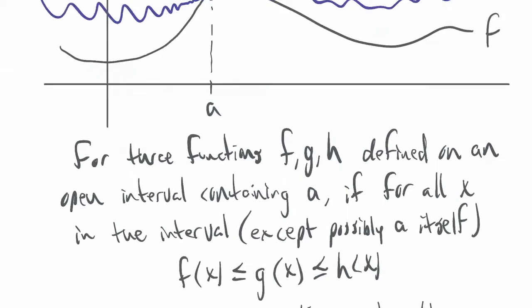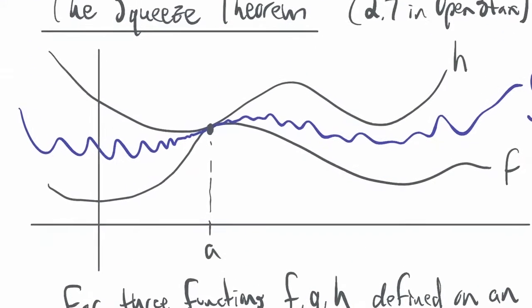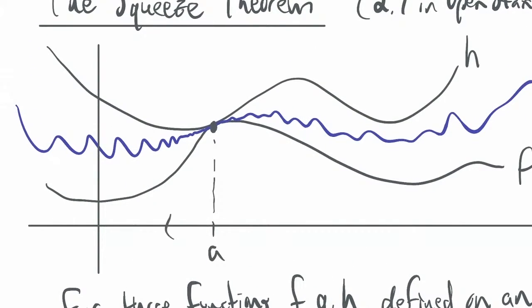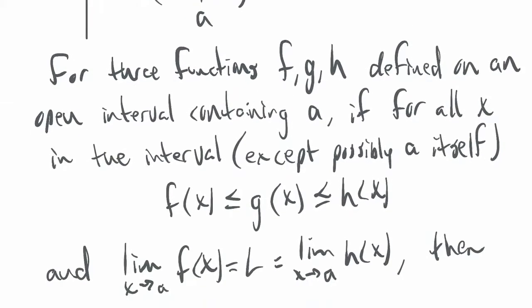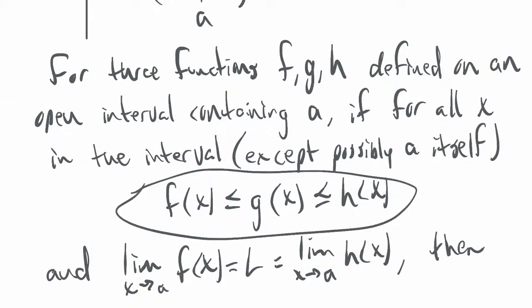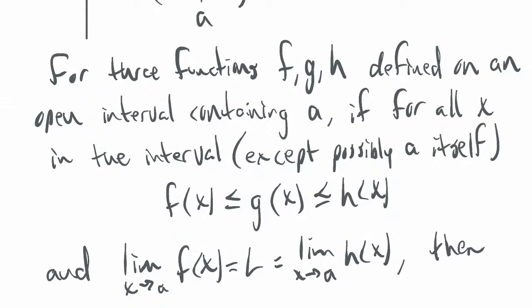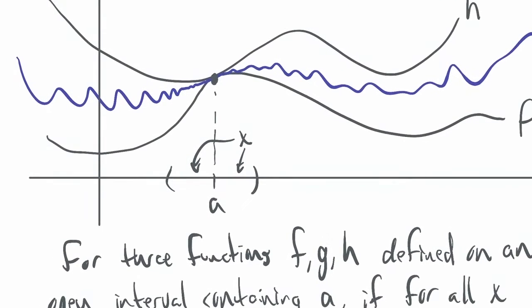So on the diagram, maybe we have some interval right here, and x has to live somewhere in that interval, on either side of a, and x could be equal to a. The x down here where this inequality holds, that f is always less than or equal to g and g is always less than or equal to h, that holds in that interval. It doesn't have to happen everywhere.